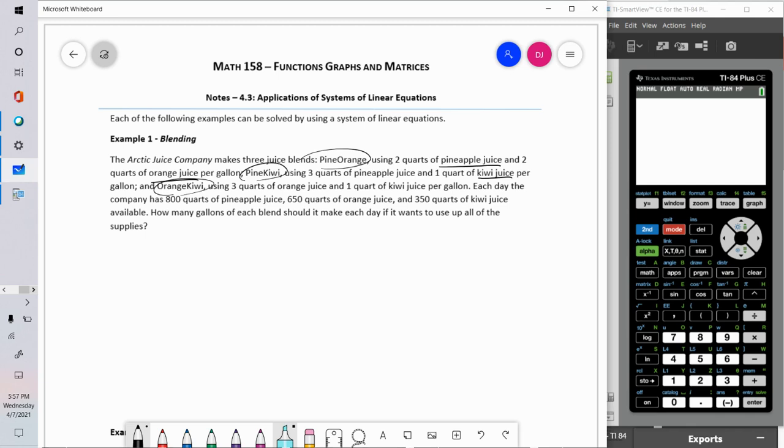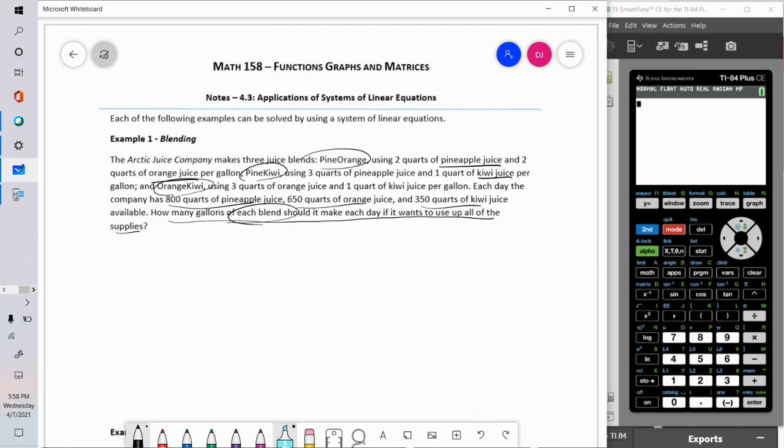Here's a big clue. The company has 800 quarts of pineapple juice, 650 quarts of orange juice, 350 quarts of kiwi juice. Since I know the total amounts of pineapple, orange, and kiwi juice, those are probably going to be equations. Also, how many gallons of each blend should the company make each day if it wants to use up all the supplies? How many gallons of each blend? It seems to indicate how much pine orange blend, how much pine kiwi blend is what I'm trying to solve for. Those are probably the variables.